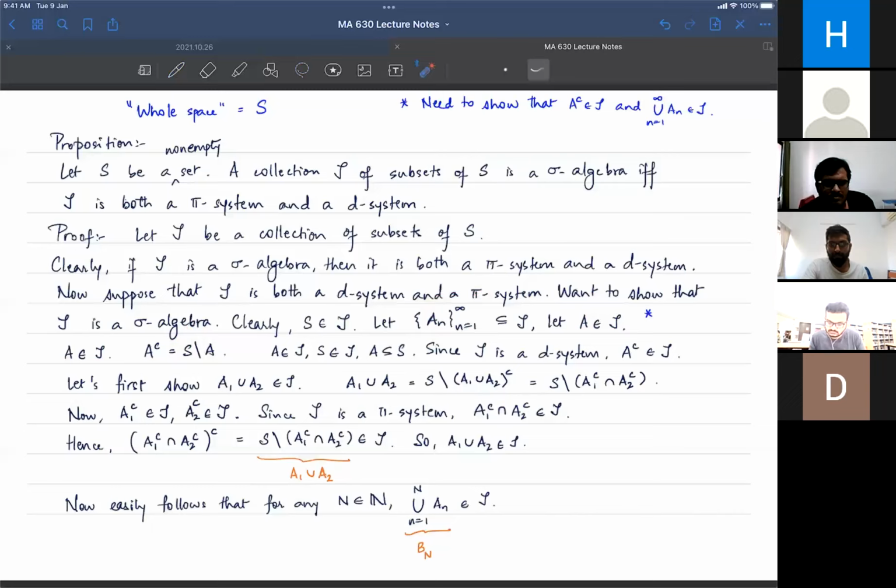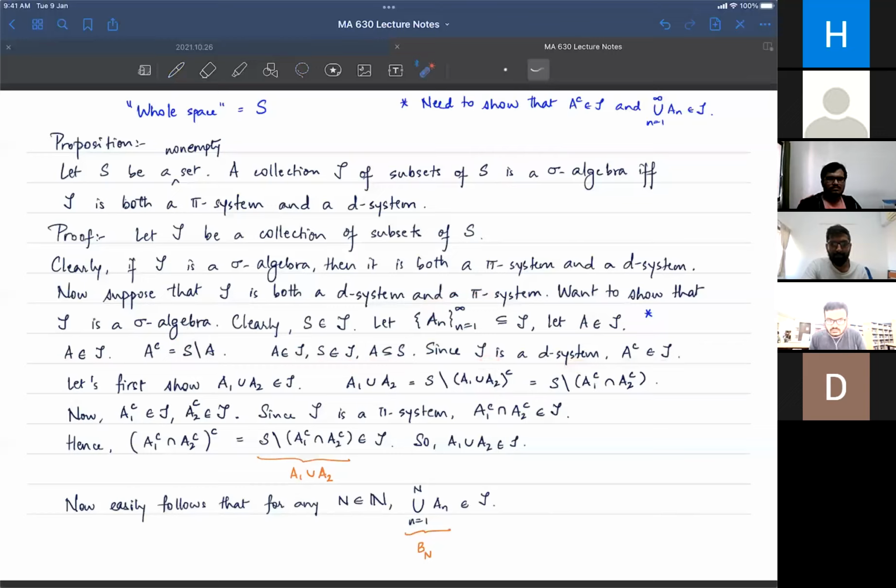So I want to show that A complement is in S, given A is in S. I start by noting that A complement is S minus A. Then I note that S and A are both in the D system, and that A is a subset of S. By the definition of the D system, S minus A must be in the D system. In other words, A complement must be in the D system. Since S is a D system, A complement is in S.